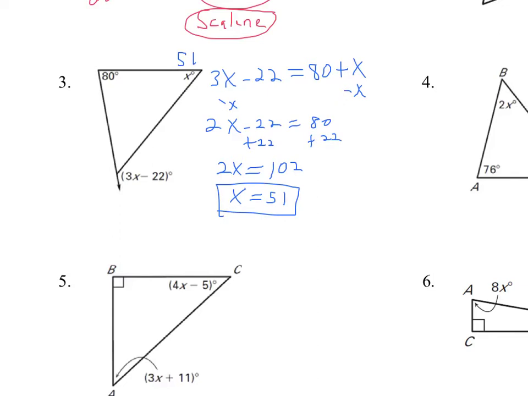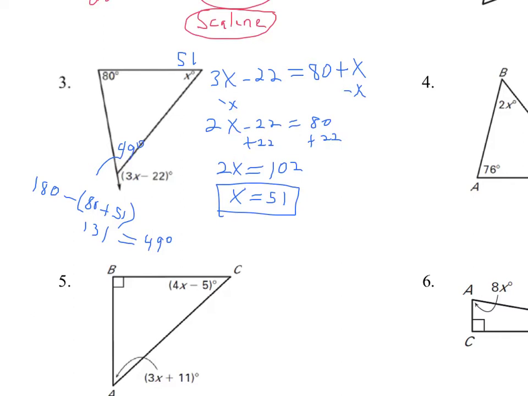And so to get this angle, I would add 80 and 51 and subtract it from 180. So 80 plus 51 is 131. 180 minus 131. Alright, so 180 minus 131 is 49 degrees. So this angle is 49.